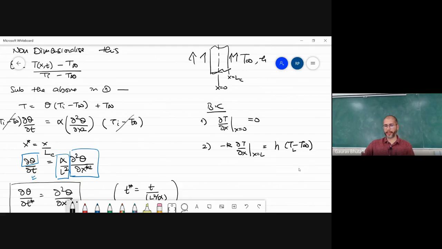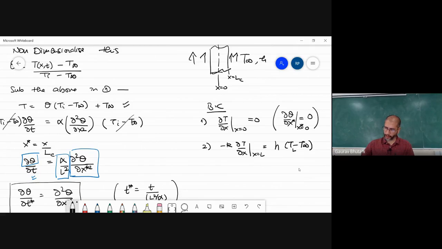Okay, so now we can write this in terms of our theta as well. So if I use the theta form, then this becomes, now let's use this. So we have T as theta times Ti minus T infinity plus T infinity. So if I do a del T by del X here, I get del theta by del X. And then since it's zero on the right hand side, so this is zero. Okay, so this is at x equal to zero. In fact, since I'm working with x star, I can also call it x star, because x star is simply x by L.